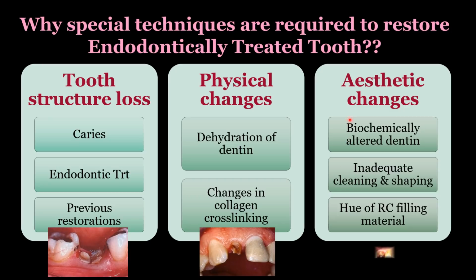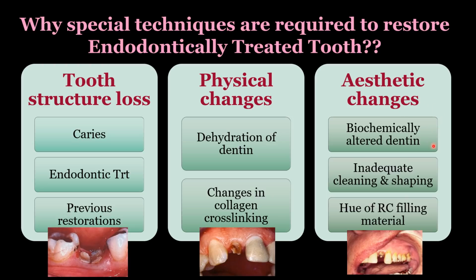Very important, darkening of the non-vital teeth, that is the aesthetic changes which occur due to the biochemically altered dentine. It actually modifies the light refraction, so the tooth appears dull and dark. Then the inadequate cleaning and shaping during the root canal treatment, especially in the coronal area, and the dark colored root canal filling material. The hue of this results in poor aesthetics. So due to all these reasons, the endodontically treated tooth needs to be specially considered.